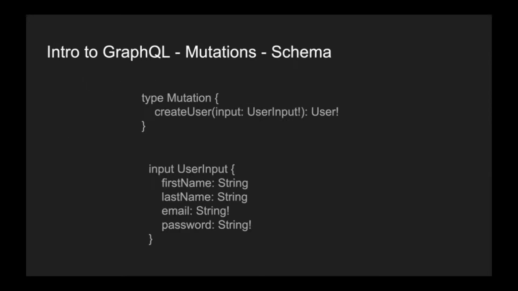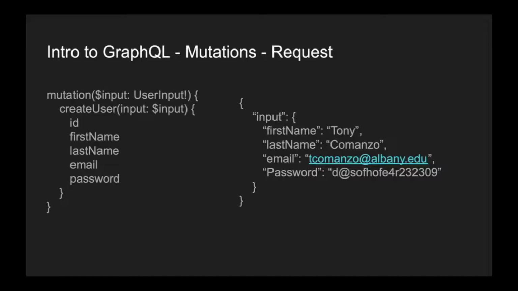So this is the GraphQL schema for this mutation, which is create user. Literally all I'm doing is defining what the user should pass into this mutation and what the user will get back. But I'm not defining anywhere how any of this is done.